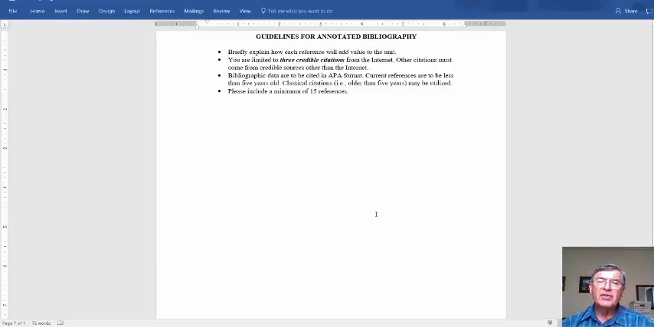Please include a minimum of 15 references. It doesn't matter to me how many of them are recent or how many of them are classic. A minimum of 15 references, and you can include a couple of your textbooks, but don't make them all textbooks. And then internet would only be 3 credible citations.